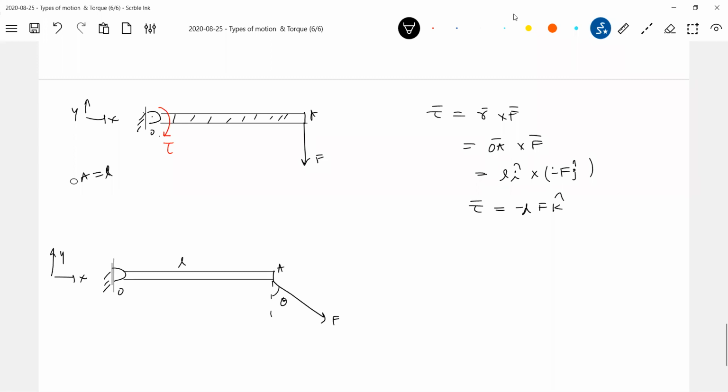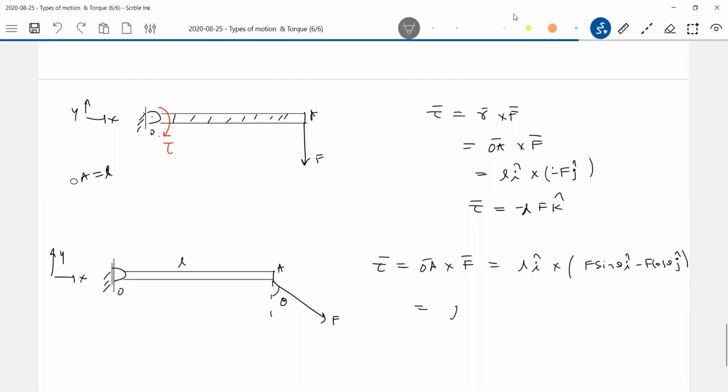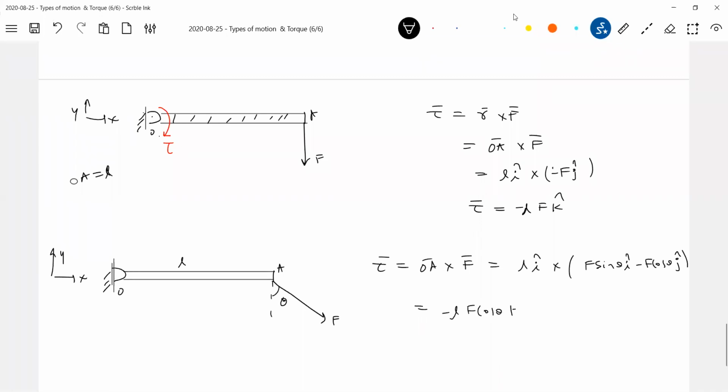Okay, let's define again from the definition. This is OA bar cross F bar. What is OA bar? L i cap, cross F sin theta i cap minus F cos theta j cap. See, the unit vectors are going to help us. i cross i will be 0. Then i cross j will be k. So this will be minus LF cos theta k cap. This is the magnitude of torque.